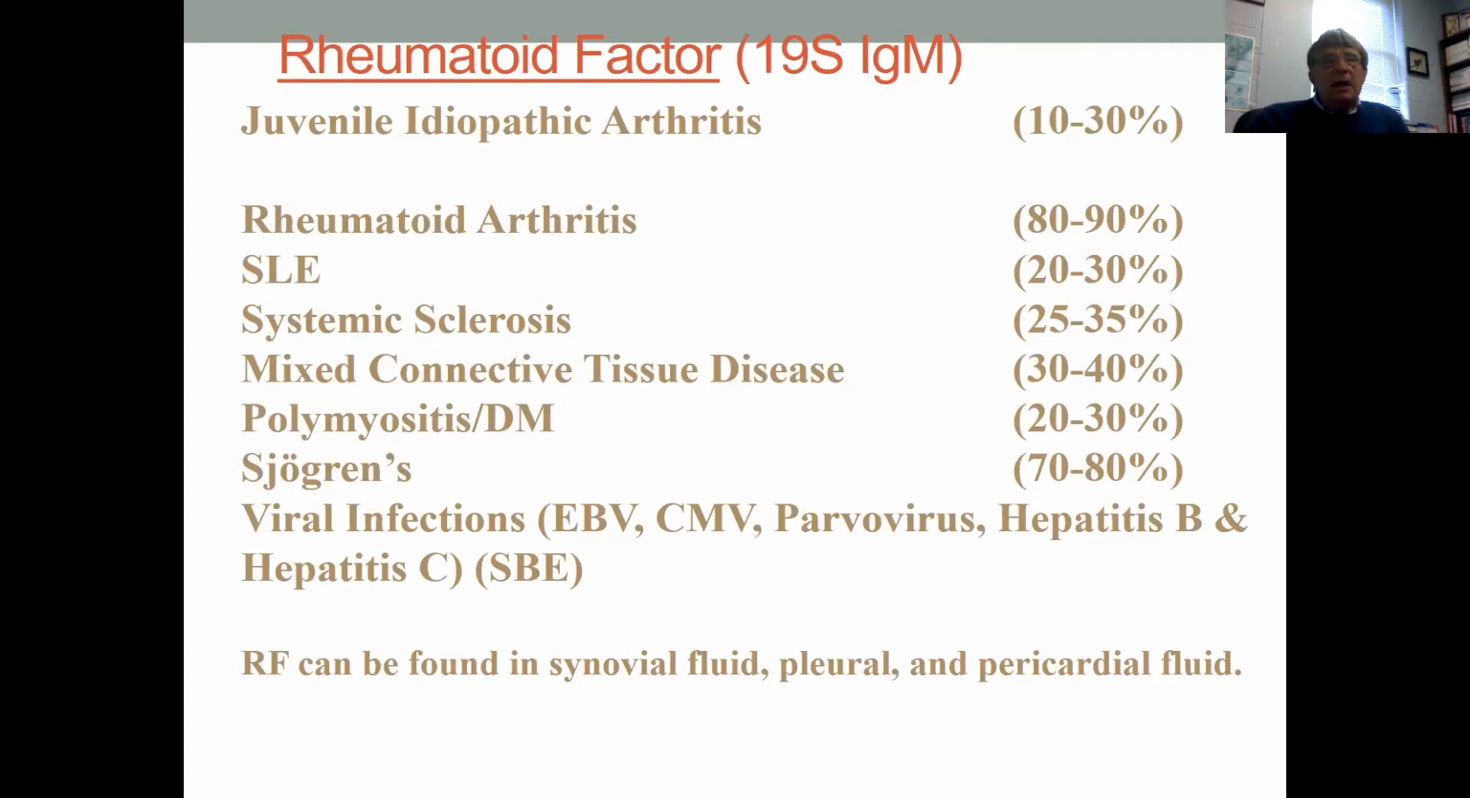As with all antibody formation, rheumatoid factor in extravasated fluid can be increased in concentration, and can be found in synovial fluid, pleural and pericardial fluid. When found in these extravasated fluids, it may indicate more severe disease.